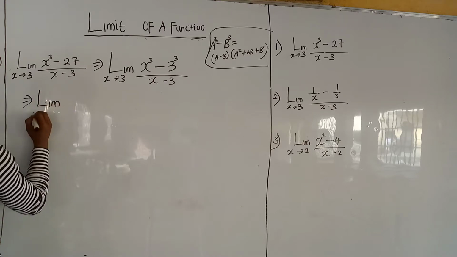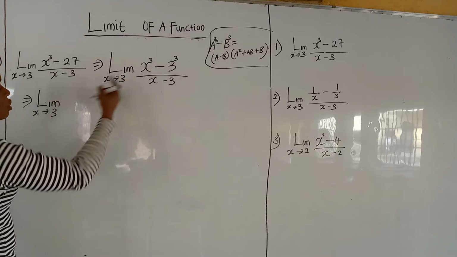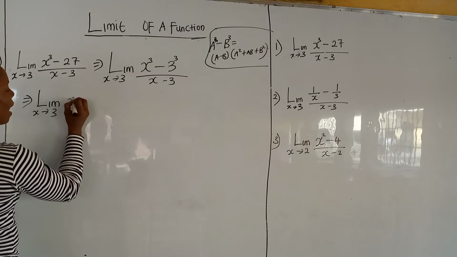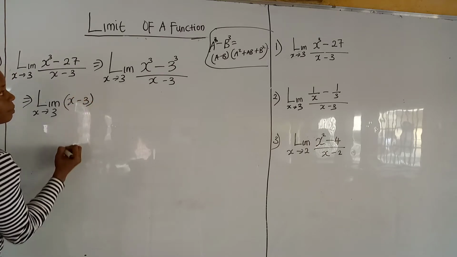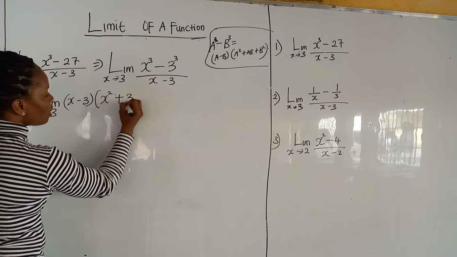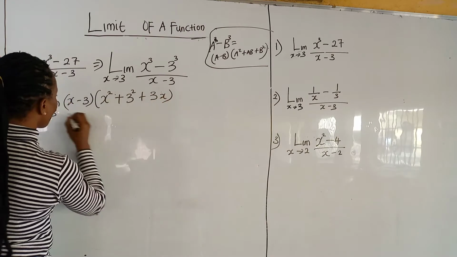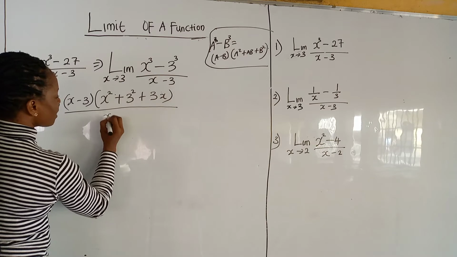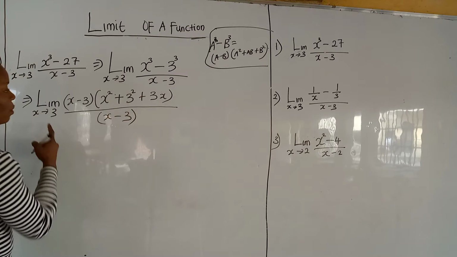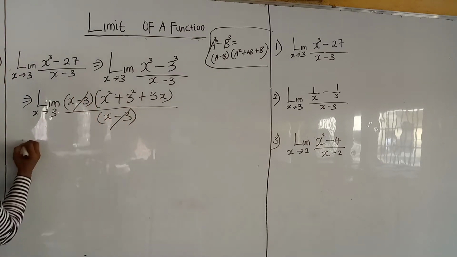So we have the limit as x tends to 3. If you factorize this, you substitute there, you have (x minus 3) in one bracket, and our bracket will be x squared plus 3 squared plus 3x, divided by x minus 3. So if you observe, you discover that this and this will go, and it will make our work easier.